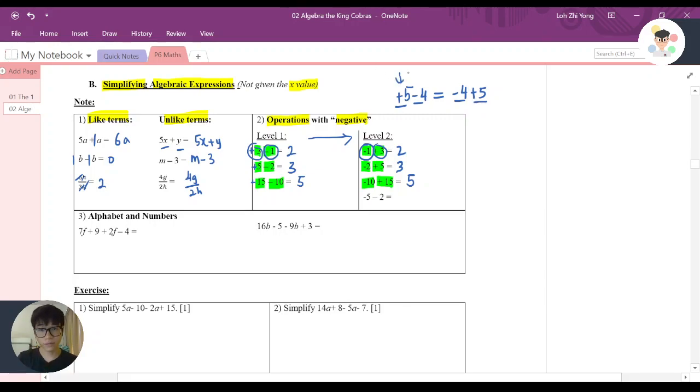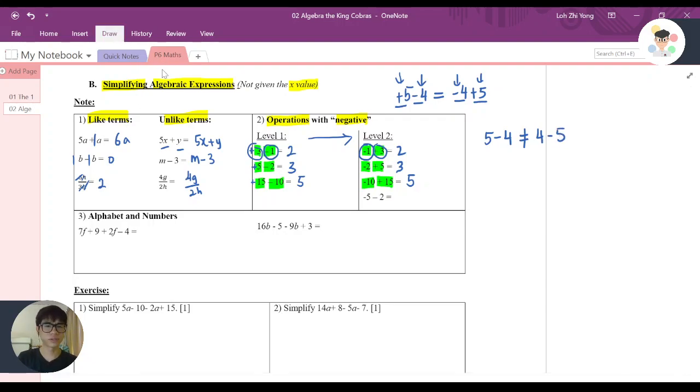If it is plus 5, here is plus 5. Negative 4, here's negative 4. Means that the answer will still be the same. Okay, that's actually how this works. But I need to mention one thing then. 5 minus 4 is not the same as 4 minus 5.